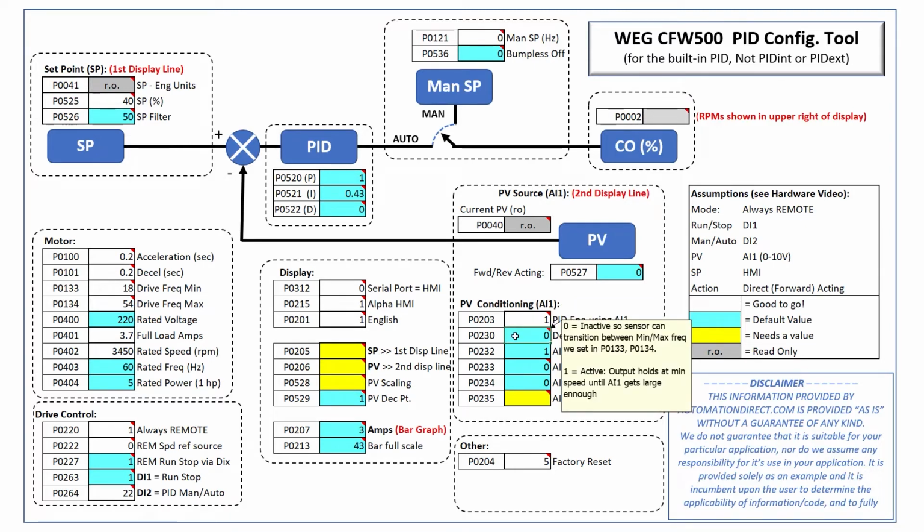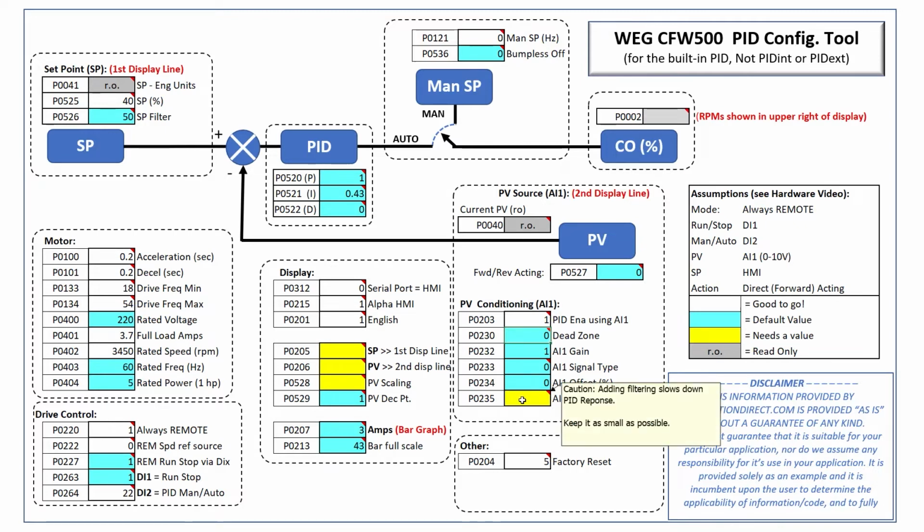This guy creates a dead zone for small analog signals. We don't want that messing with our PID calculations, so leave it inactive. We don't need to change the gain. We're using the default 0 to 10 analog input, and we don't need an offset, so we'll leave all of those at the default blue values.